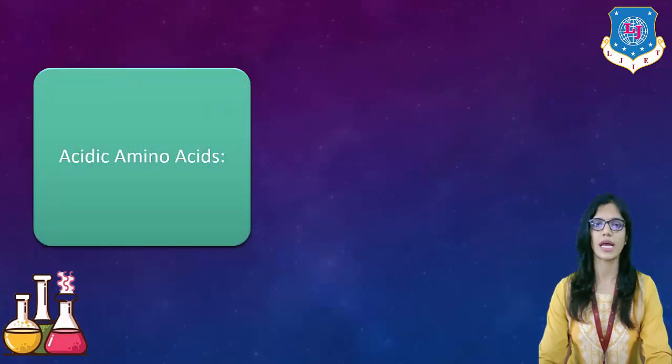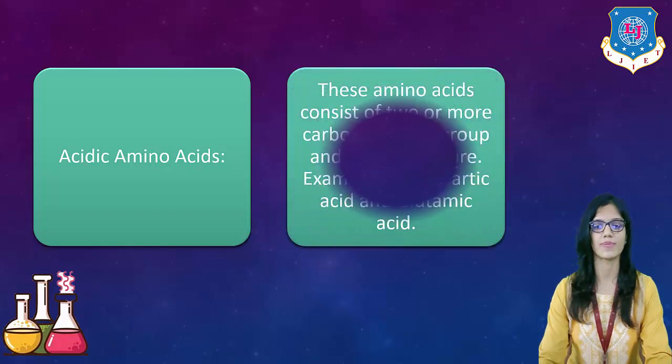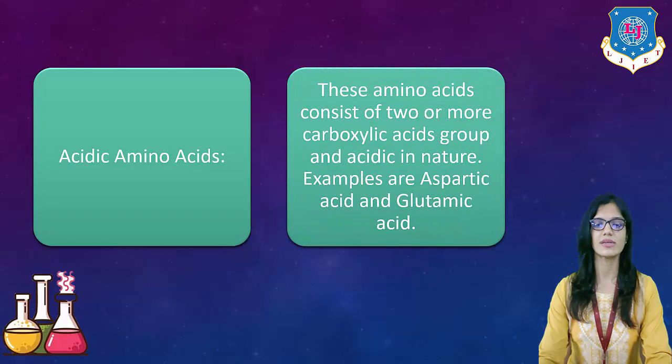The first type of amino acid that we will have here is acidic amino acids. These amino acids consist of 2 or more carboxylic acid groups and they are acidic in nature. For example, aspartic acid and glutamic acid.